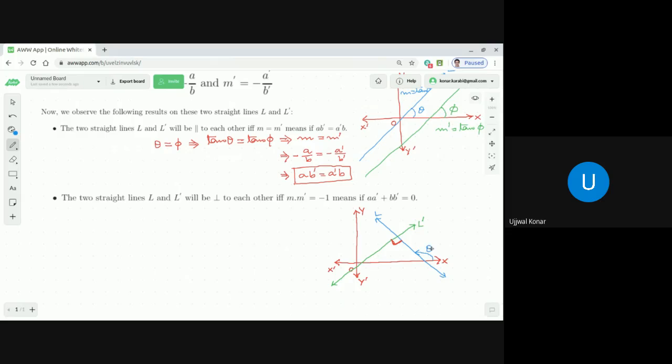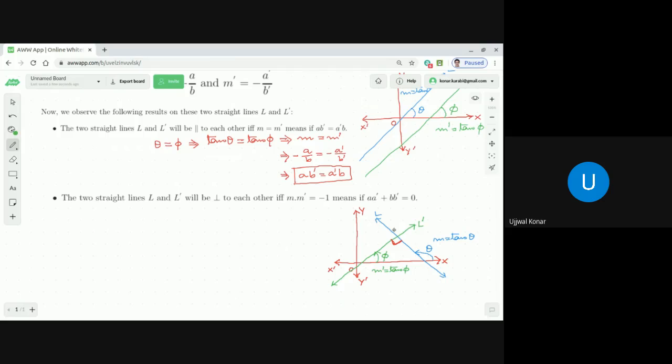Suppose we define it as theta, then m is equal to tan theta. Correct, dear students? m is equal to tan theta, and the green line, which is L dash, makes an angle of phi with the positive direction of the x-axis. Then m dash is equal to tan phi. Now we can say that theta and phi are related, from a very fundamental triangle property.